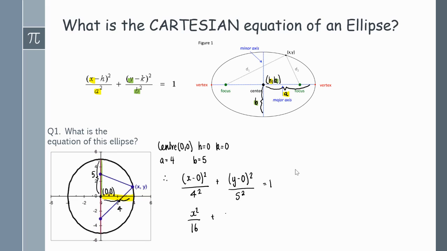And then we just square the 4, get rid of the zeros, and we'll get x squared over 16 plus y squared over 25 equals 1.